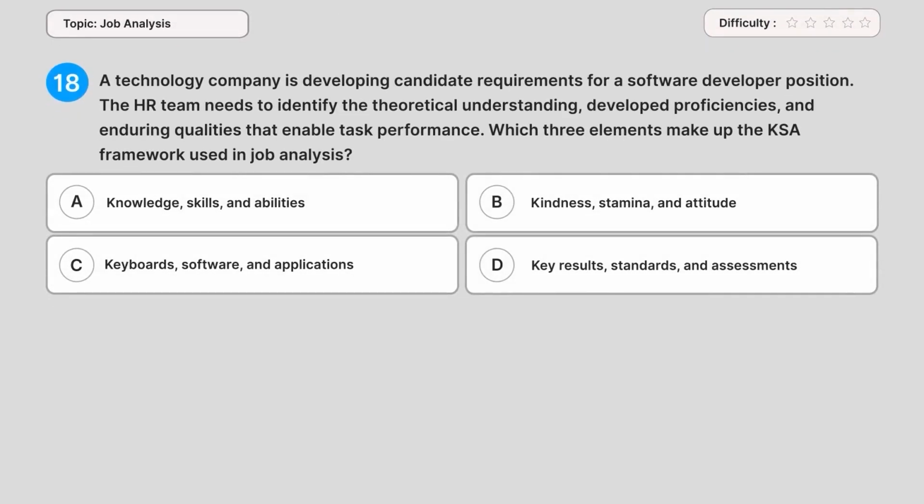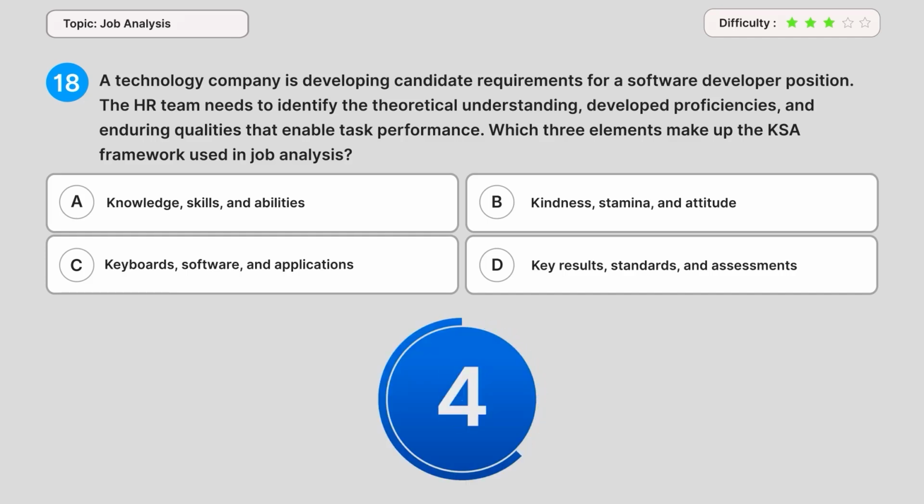18. A technology company is developing candidate requirements for a software developer position. The HR team needs to identify the theoretical understanding, developed proficiencies, and enduring qualities that enable task performance. Which three elements make up the KSA framework used in job analysis? A. Knowledge, skills, and abilities. B. Kindness, stamina, and attitude. C. Keyboard, software, and applications. D. Key results, standards, and assessments. What do you think is the answer?